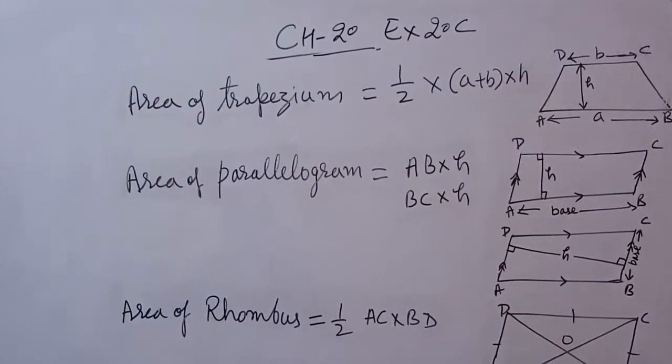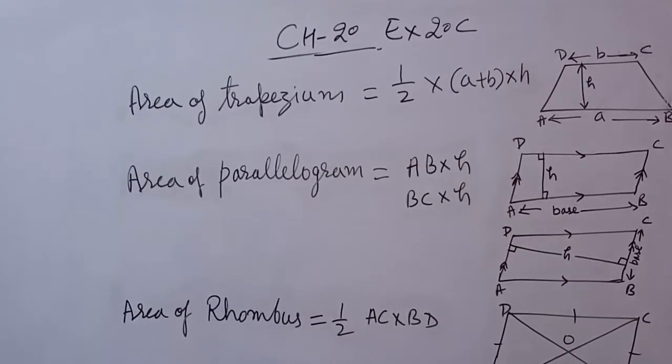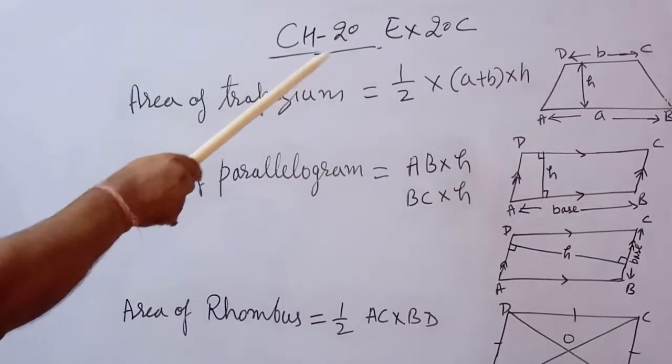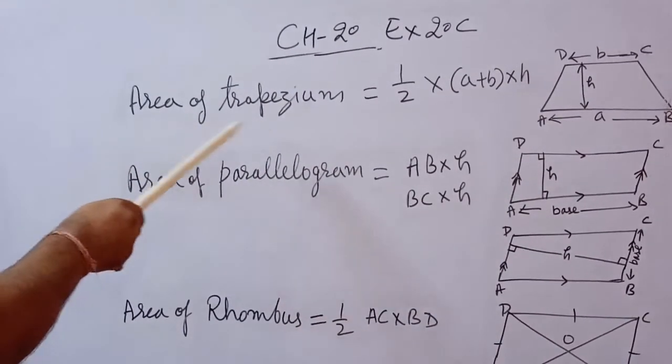Children, now we are studying chapter 20, in which we are studying the area of closed figures. Here we are taking some formulae that will help you do the sums of exercise 20C. First we are taking the area of trapezium. So what is the area of trapezium?